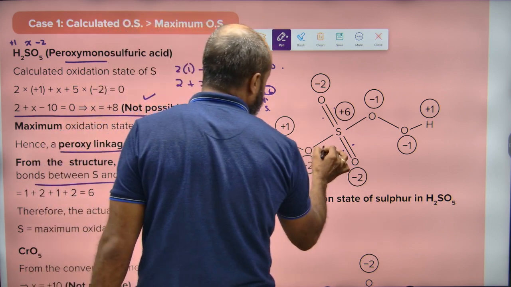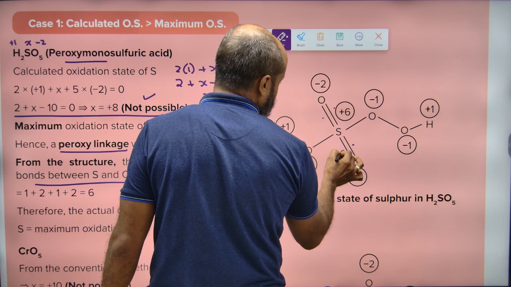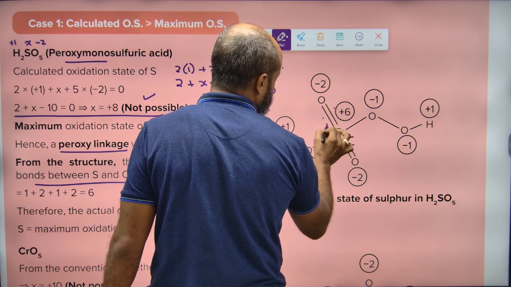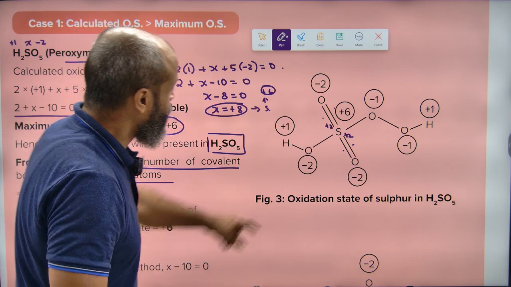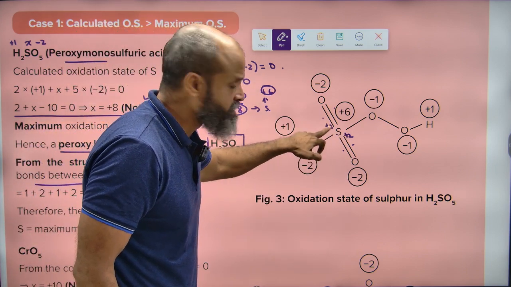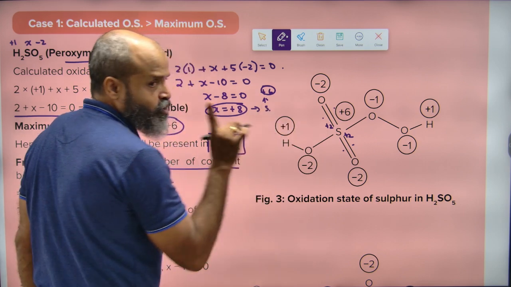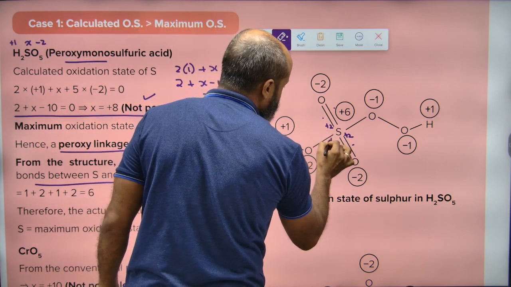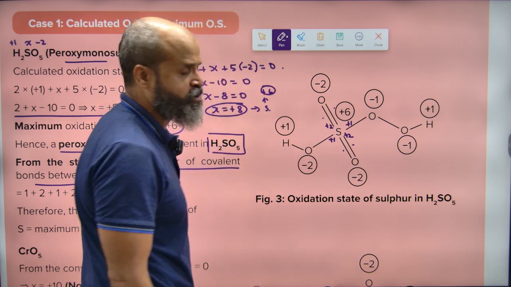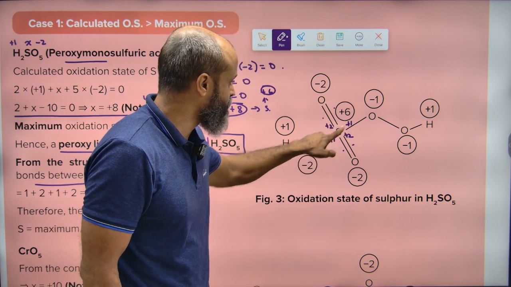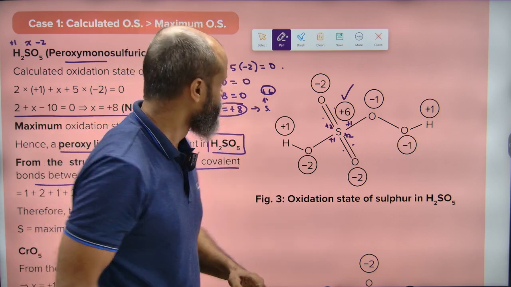Now out of this, because of the double covalent bond, this is going to give sulfur an oxidation state of +2. For these two covalent bonds, sulfur is going to get a +2 oxidation state, and obviously for these two covalent bonds, again sulfur is going to get +2 oxidation state. One covalent bond for which sulfur gets an oxidation state of +1, and here again one covalent bond for which sulfur gets an oxidation state of +1. Now sulfur will have +2, +2, +1, +1, which is +6, which is absolutely fine because that's the maximum oxidation state of sulfur.